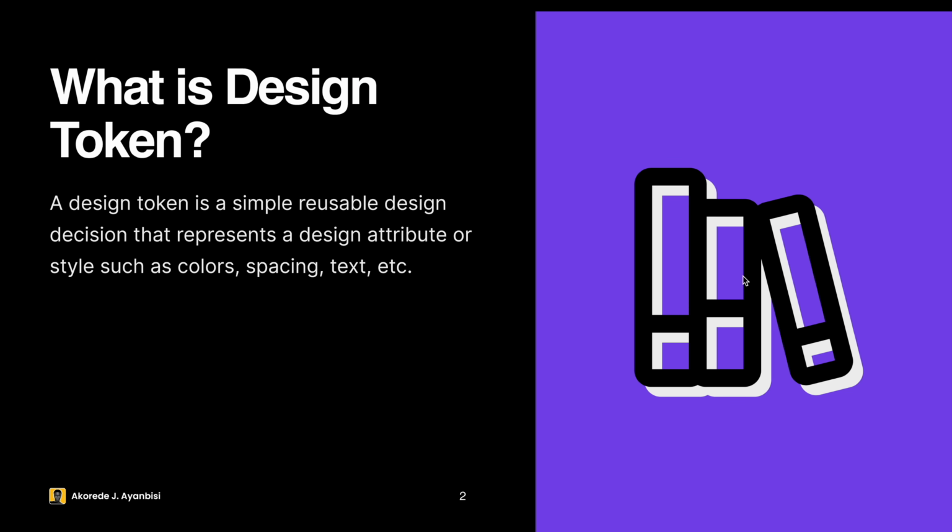So now, this brings us to the term, what is a design token, right? A design token is a simple reusable design decision that represents a design attribute or style, such as color, spacing, text, etc. Name it. We're also going to see what design systems are, right? In the practical part of this, we're also going to see that.